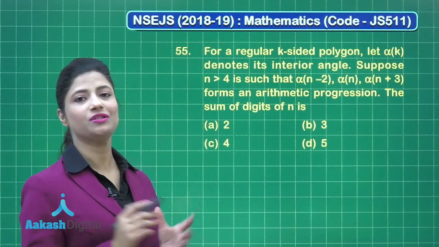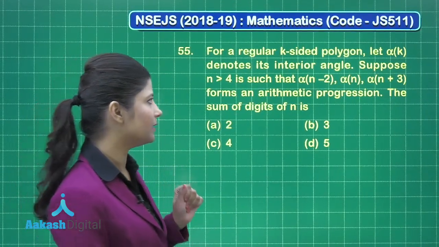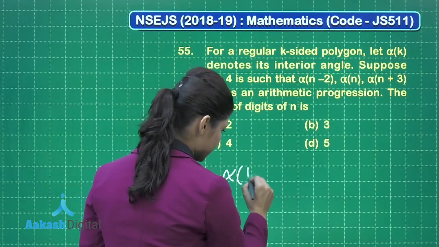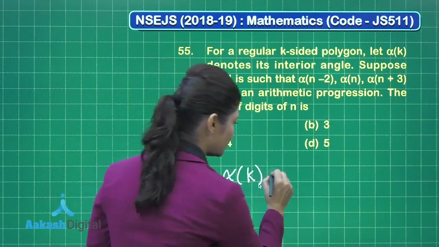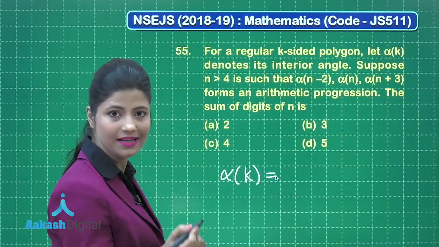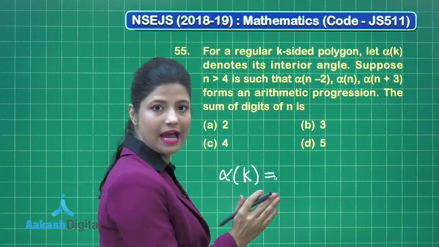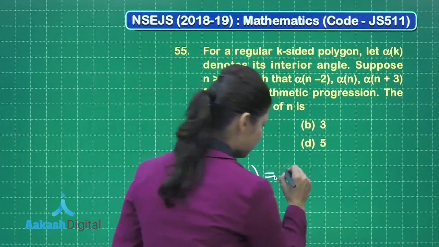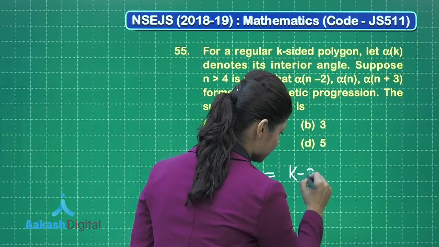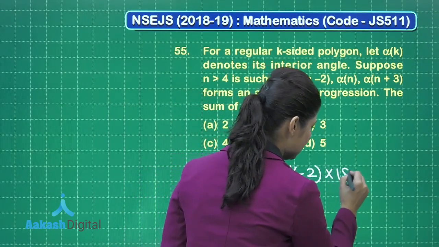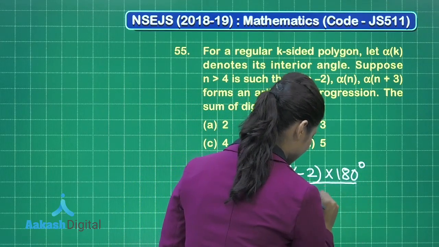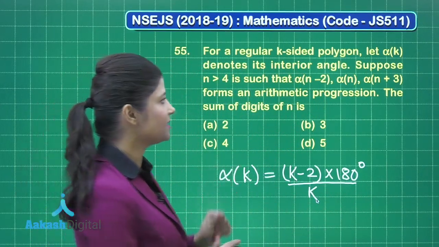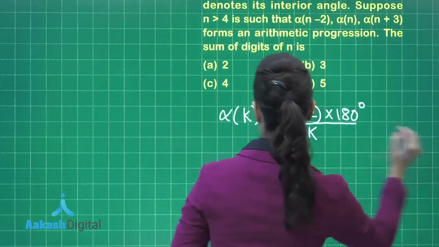So here this is a question related to arithmetic progression and a polygon. It is provided that here alpha of k represents the interior angle of a polygon, and you know that if a polygon is k-sided, then k represents its number of sides, and the formula for obtaining the interior angle of a polygon is side minus 2, so this will be k minus 2 into 180 degrees upon k. So this helps me obtain the interior angle of the polygon.